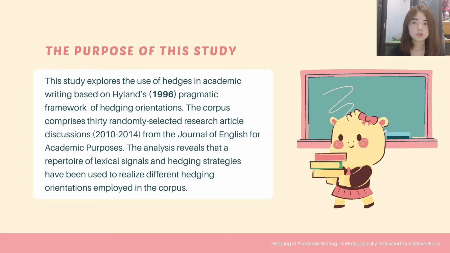This study aims to explore the use of hedges in academic writing based on Hyland's 1996 pragmatic framework of hedging orientations. The corpus comprises 30 randomly selected research article discussions from between 2010 to 2014 from the Journal of English for Academic Purposes. The analysis reveals that a repertoire of lexical signals and hedging strategies have been used to realize different hedging orientations employed in the corpus.